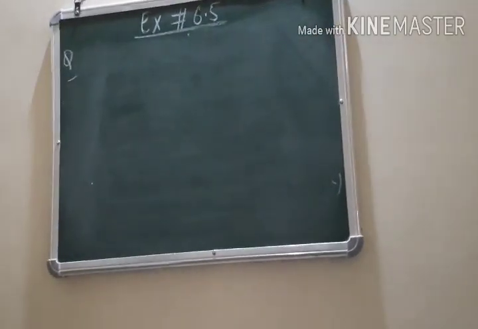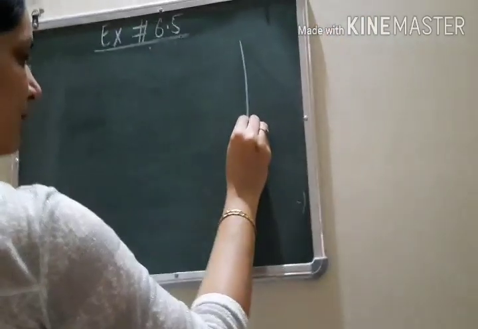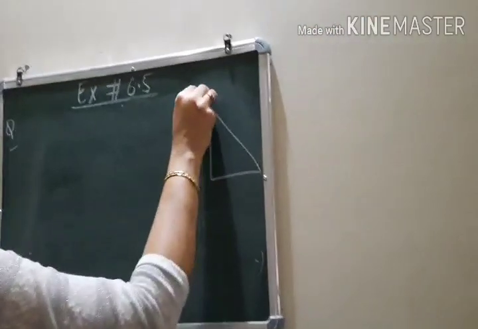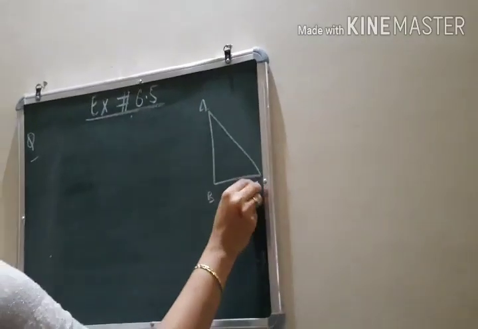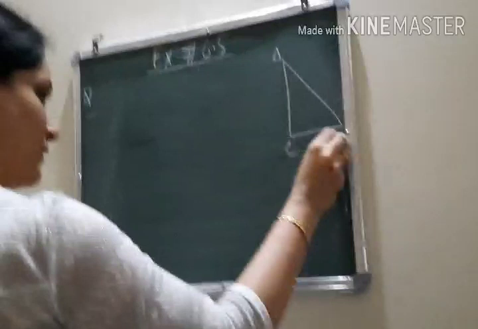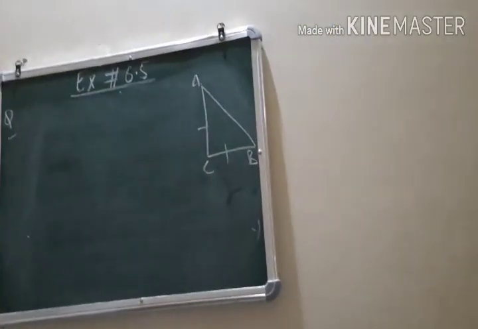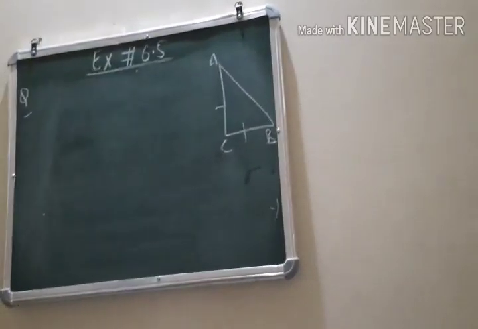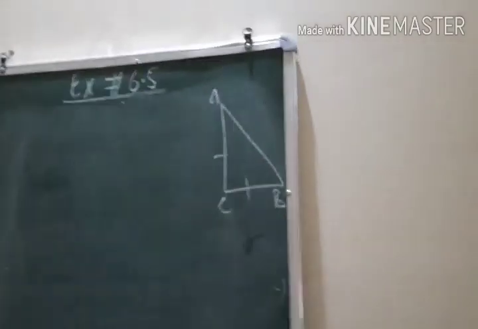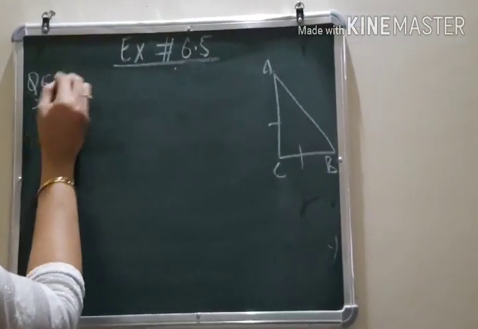Question number 5: ABC is an isosceles triangle with AC equal to BC. ABC is again an isosceles triangle and AC is equal to BC. Let this be seen. You have to prove that this is a right triangle. AB square is also given equal to 2AC square. So given, this is question number 5.